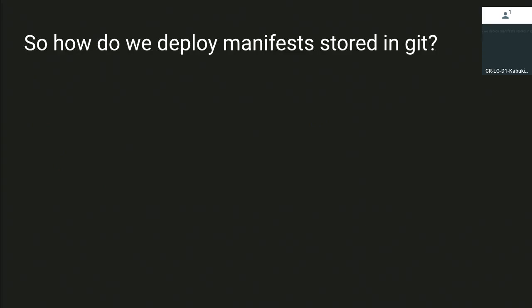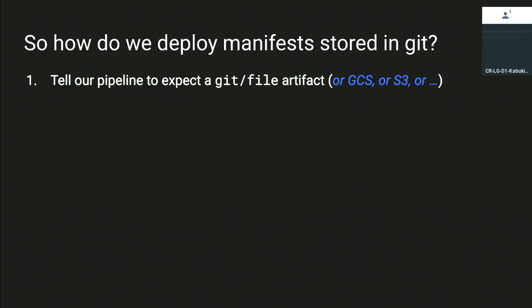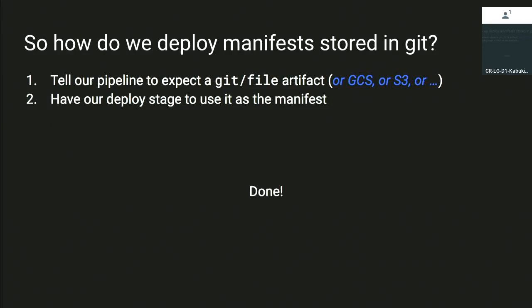This allows us to very easily answer this question. How do we deploy manifest stored in Git? It's pretty easy. We say we want to expect some sort of an artifact that resolves to textual information, something like in Git or GCS or S3. And then we point our deploy stage at it, and we say, this is the manifest that we want to deploy. And that's pretty much it.